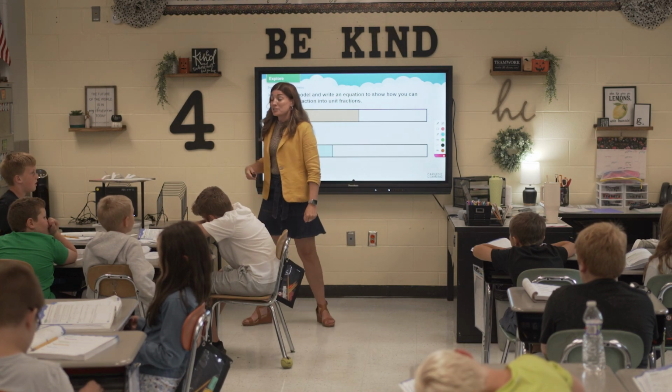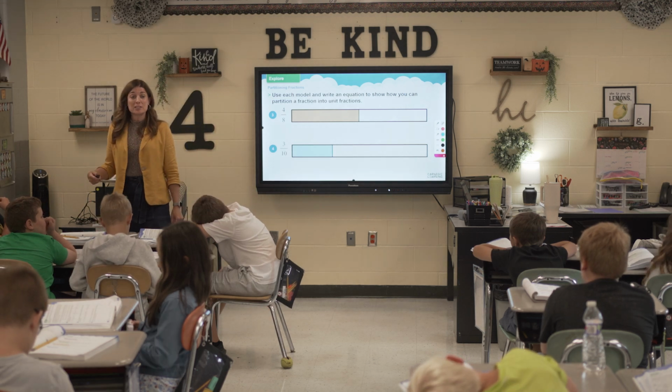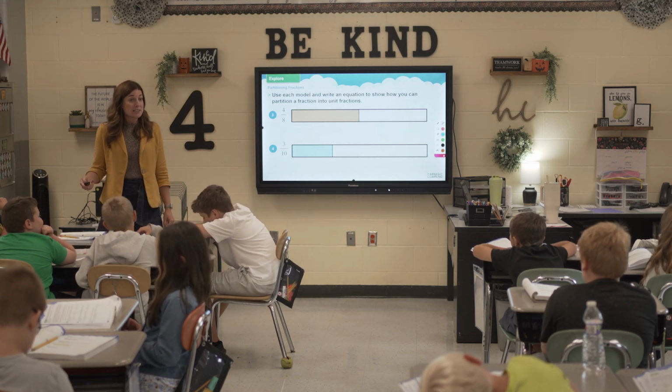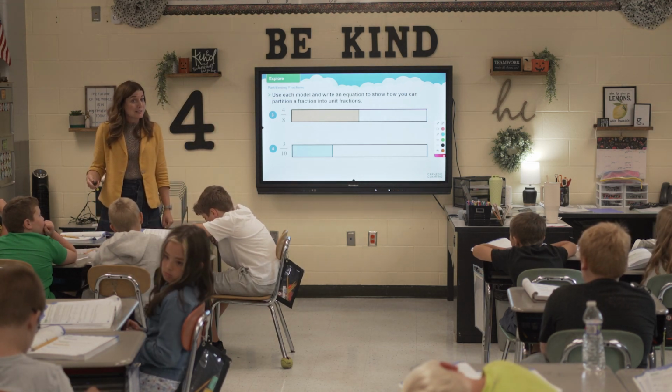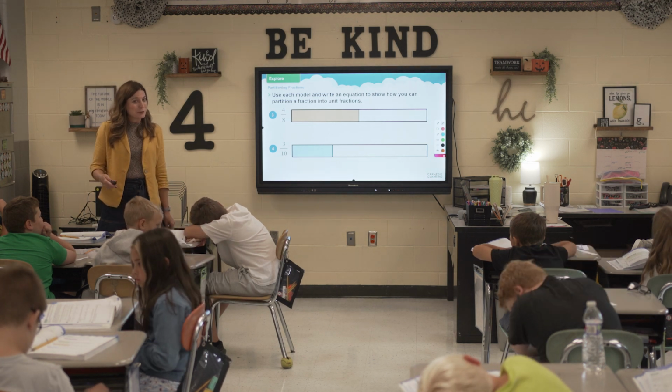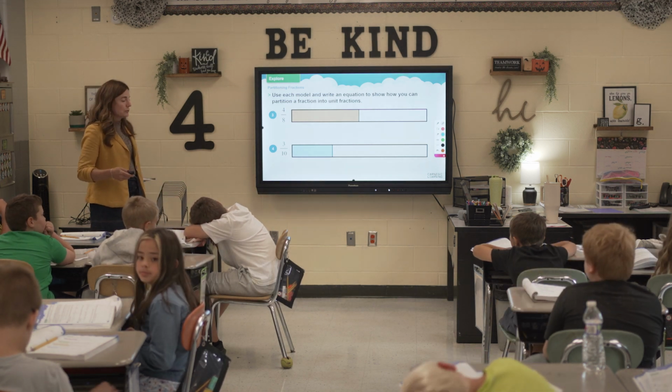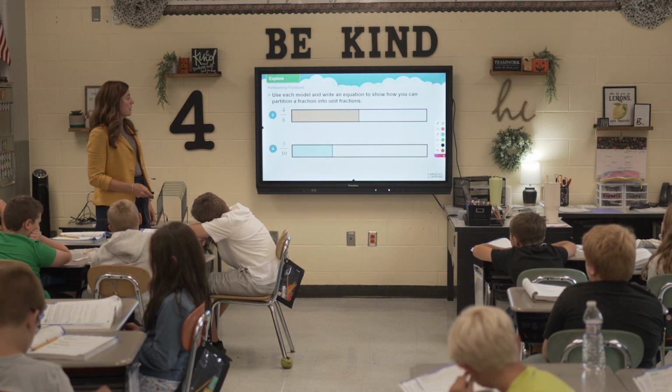Equal. So everybody tell me that. When we're using these unit fractions, we need what kind of parts? Equal parts. Equal fractions. And that is tricky for us, but we can do it. And you have been doing it, and I'm super proud of you.